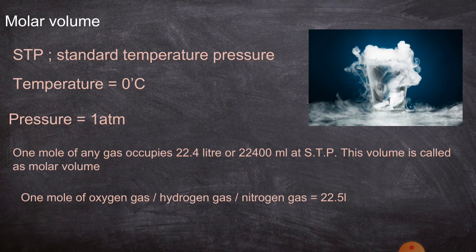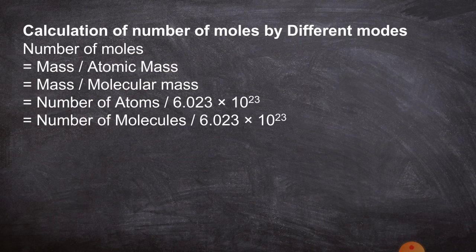Molar volume is especially for gases, not for solids and liquids. So 1 mole of any gas at STP occupies 22.4 liter. 1 mole of oxygen, nitrogen, carbon dioxide or methane occupies 22.4 liter.